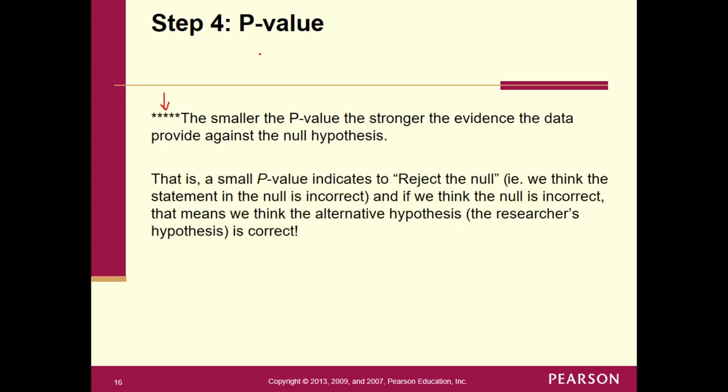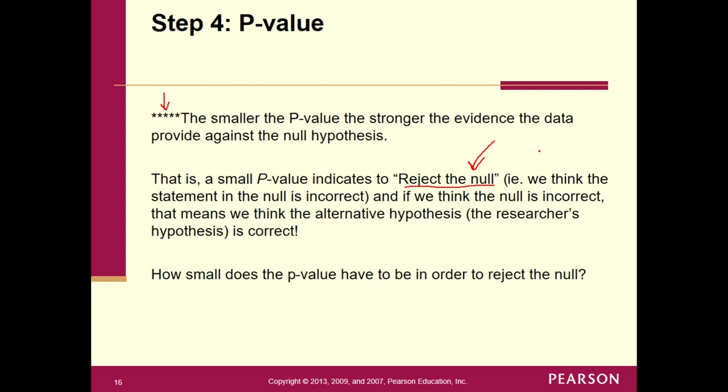The researcher's hypothesis. So what happens here is that when we run through the test, if we have a small p-value, that indicates to us to reject the null. What does it mean to reject something? We think the statement in the null is incorrect, and if we think that the null is incorrect, that means we think the alternative, the researcher's hypothesis, is correct. And so you're going to see the statement a lot of times when we do our conclusion.